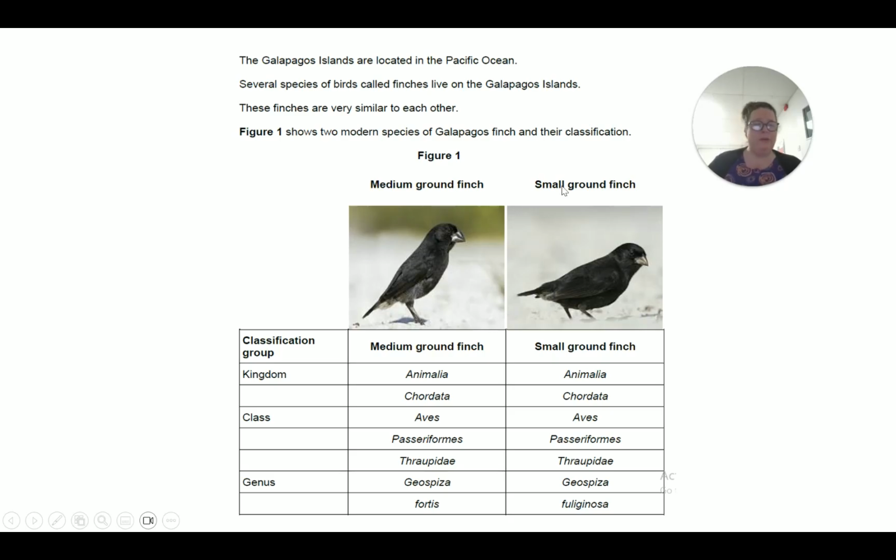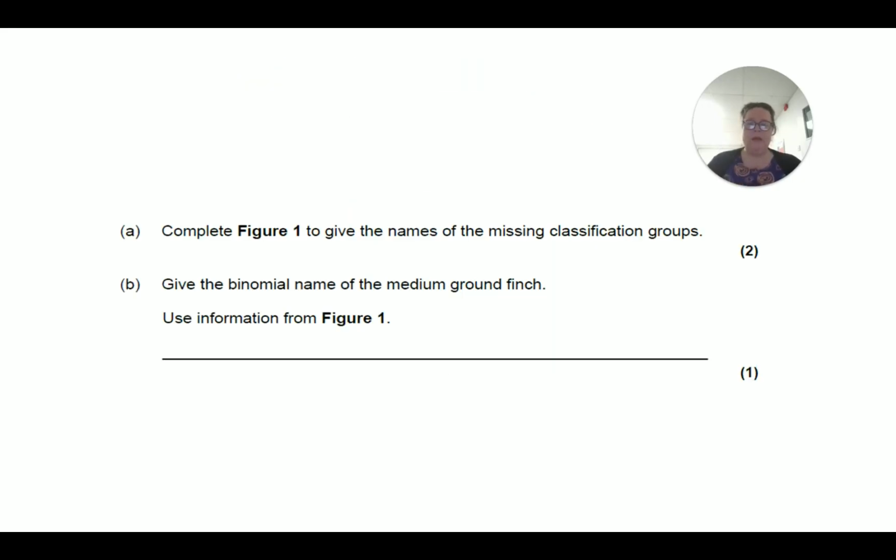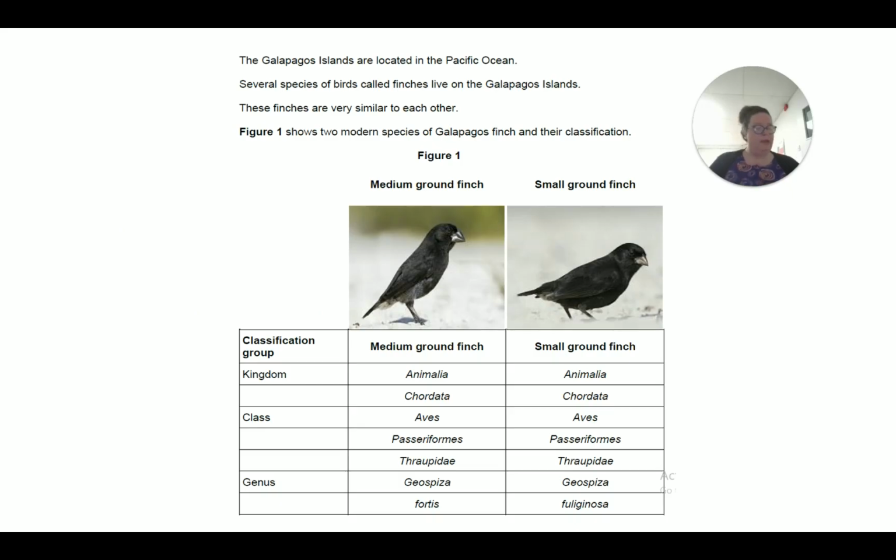Now, this is the work of Linnaeus, because if you look here, we've got kingdom. We've got a few missing, but we've got genus, and then one missing at the bottom. I'm going to go to the question, then we'll come back. Complete figure 1 to give the names of the missing classification groups, and then give the binomial name of the medium ground finch. Right, let's go back.